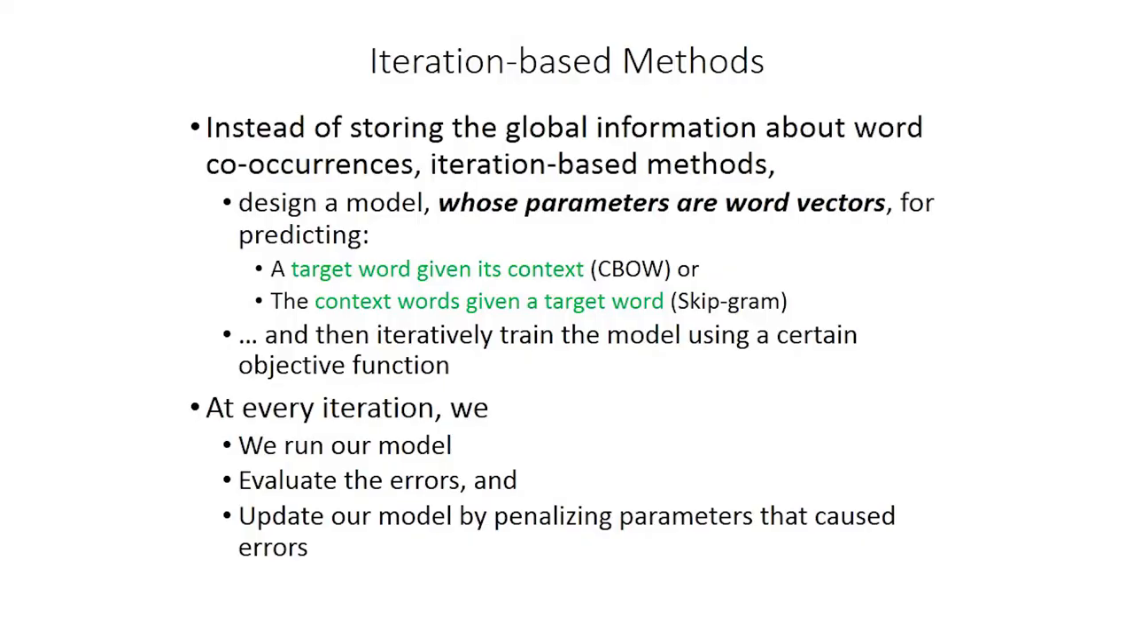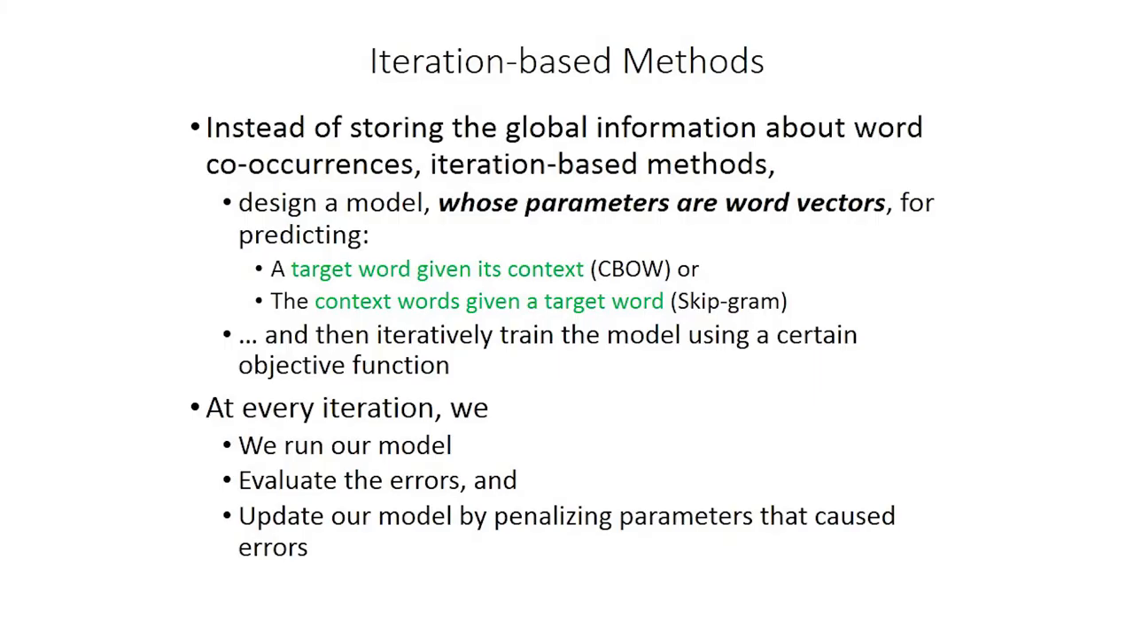There are a number of solutions that have been proposed, but the emergence of deep learning introduced iteration-based methods of calculating these word vector representations. So instead of using singular value decomposition, you can use neural network-based solutions. Instead of storing the global information about word occurrences, we use an iteration-based method, which designs a model whose parameters are word vectors, for predicting the target word given the context, or predicting the context given the target word. The parameters of that model are the ones which give you your word vectors. So I'm going to look at how that is done.